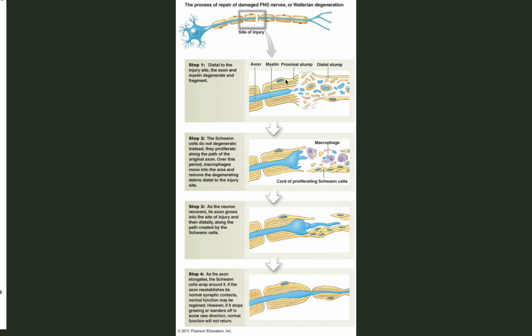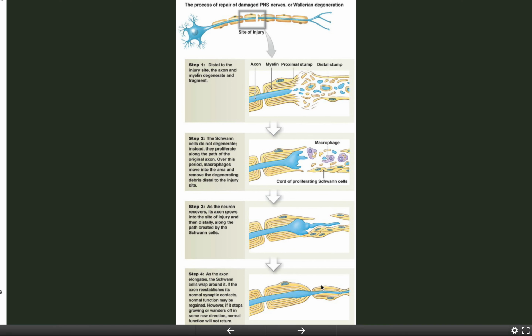This figure shows that. So step 1, there's damage, the axon degenerates, and the myelin degenerates as well. Step 2, Schwann cells are able to grow much faster and easier than neurons, so Schwann cells start to grow along this path, and macrophages clear the debris. Step 3, the axon starts to regrow along the path created by these Schwann cells. And then finally, step 4, the Schwann cells will surround this axon.